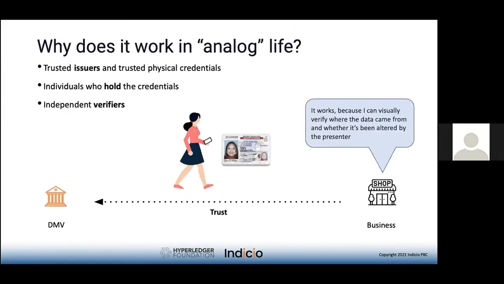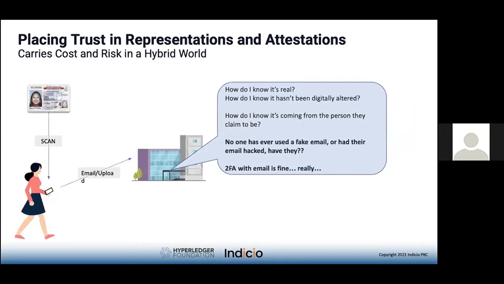So why does that analog model work? Well, as I said, we have ways of verifying what attributes come to you if you're the one receiving some information. And it works because the person receiving it has visual and tactile ways of determining whether that driver's license is real. There's a hologram and it's fully laminated and you haven't cut into it with an X-Acto knife, that sort of thing. And right now, the representations that we send along as representations of an identity piece, of course, have those risks and costs associated with it.